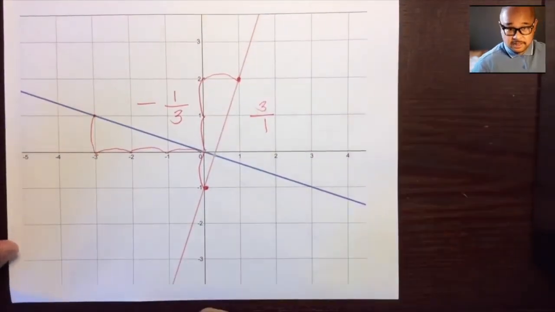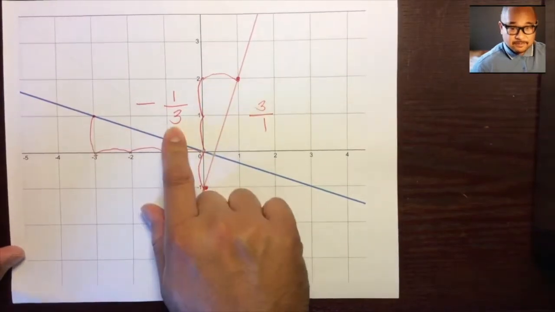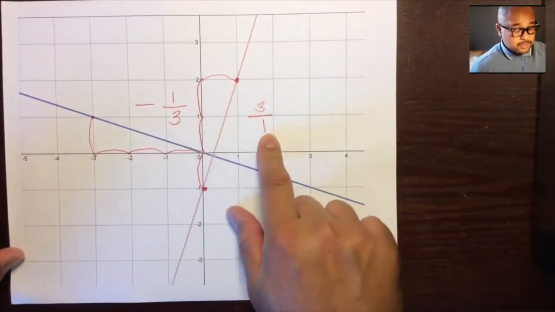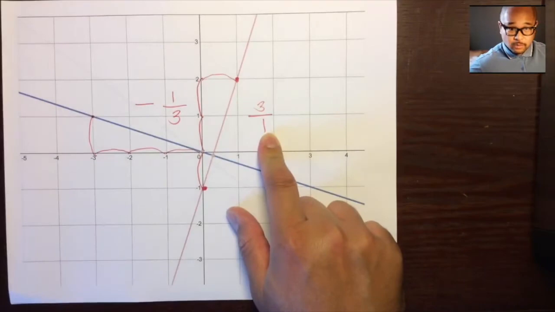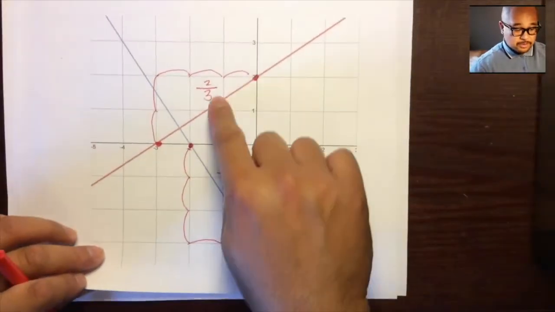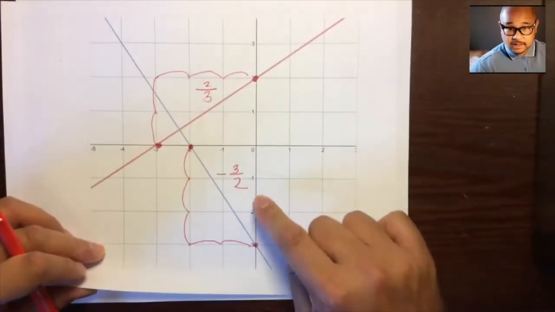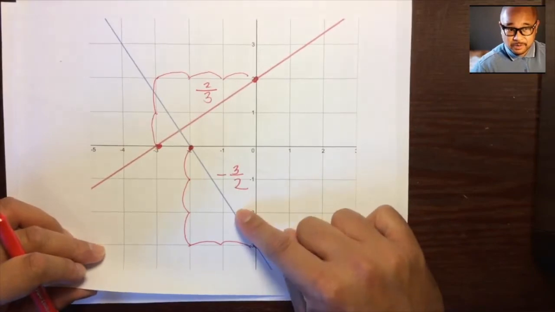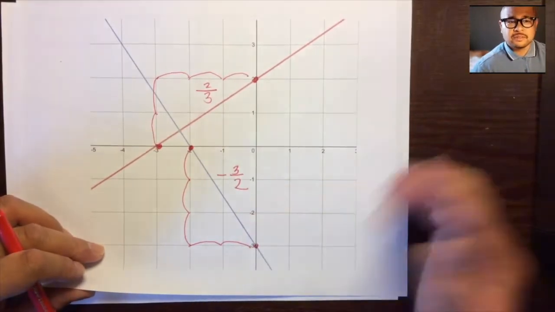Okay, so look at that. The slope for this is negative 1/3, and the slope for this is 3/1. The previous one, the slope of this is 2/3, and the slope for this one is negative 3/2. Do you guys notice anything? What's the deal with the slopes?